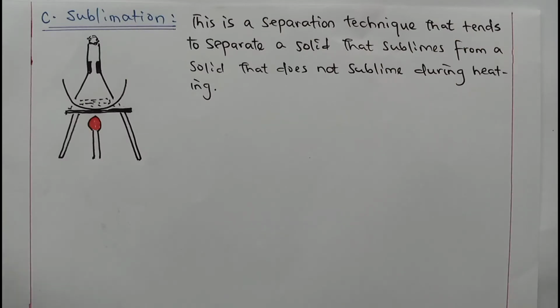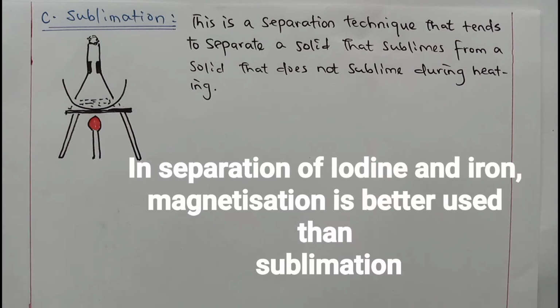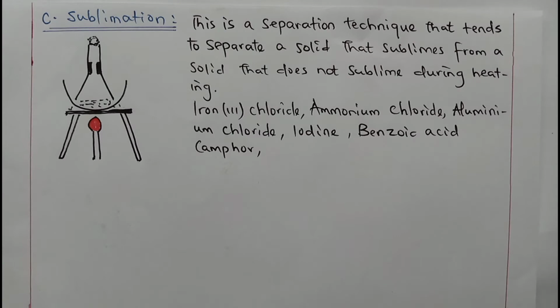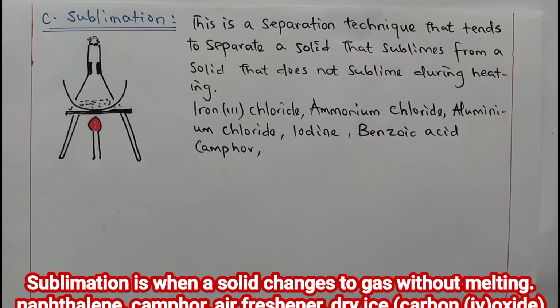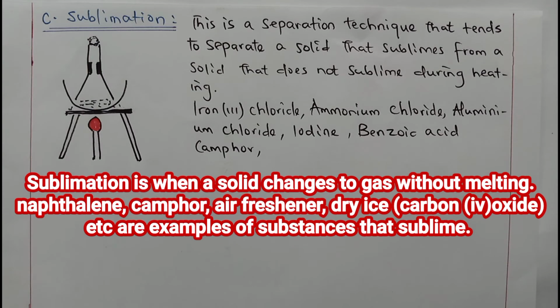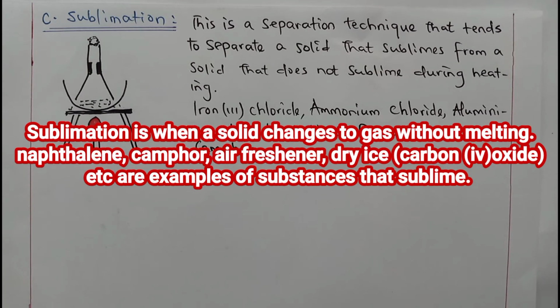Now, sublimation. This is a separation technique that tends to separate a solid that sublimes from a group of solids that do not sublime during heating. And we have some examples of this solid that sublimes, like iron(III) chloride, ammonium chloride, aluminium chloride, iodine, benzoic acid, camphor, even naphthalene.